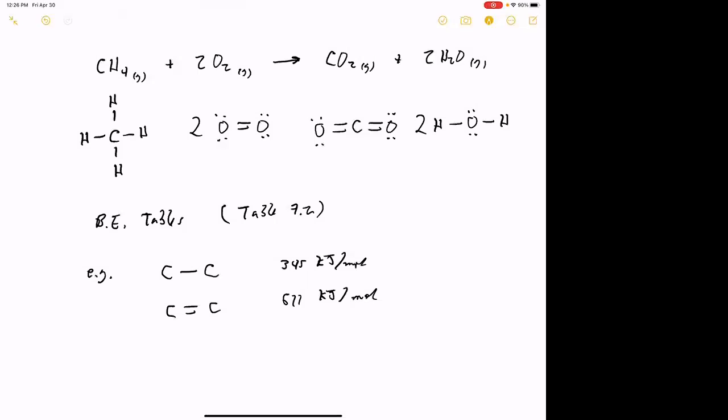So again, what am I talking about here when I talk about these bond energies? What I'm talking about is the energy required to break 1 mole of a particular type of bond. Keep in mind, these are in terms of kilojoules per mole. So we're talking about per mole of bonds here. Okay, so we'll go ahead and state that just so you know what it is.